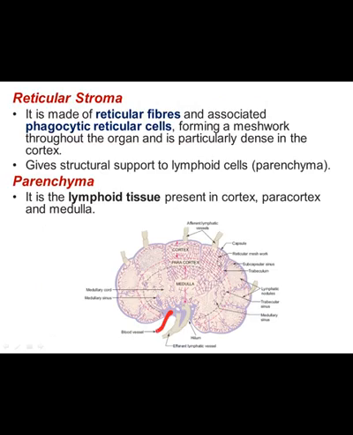Now we come to the reticular stroma. It is made up of reticular fibers and phagocytic reticular cells, and they form a meshwork throughout the organ. And this is dense in the area of cortex. And this reticular stroma gives structural support to the lymphoid cells, or you can say the parenchyma. The parenchyma is lymphoid tissue which is present in cortex, paracortex, and medulla.